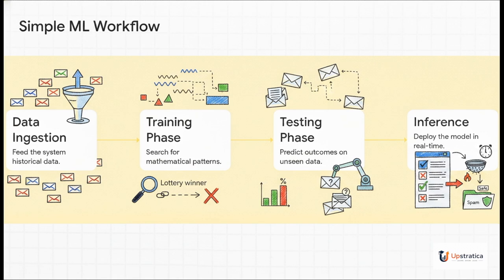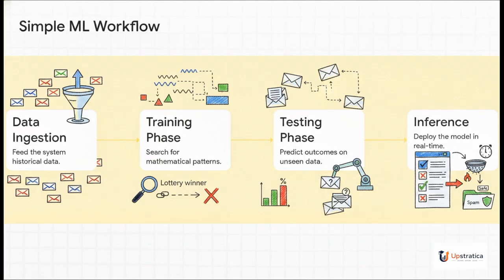And this brilliantly illustrates exactly how a machine actually learns. Let's look at a really practical workflow you probably rely on every single day, your email spam filter. It generally follows a four-step cycle. Step 1 is data ingestion. You feed the system, say 100,000 historical emails, and you label some as spam and some as safe. Step 2 is the training phase. This is where the magic happens.